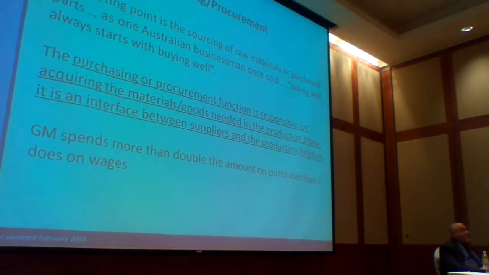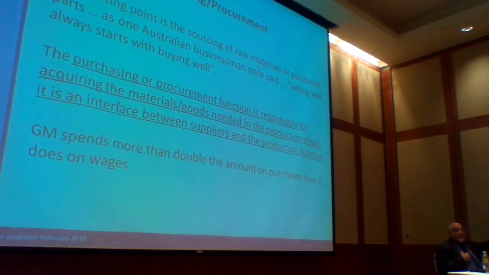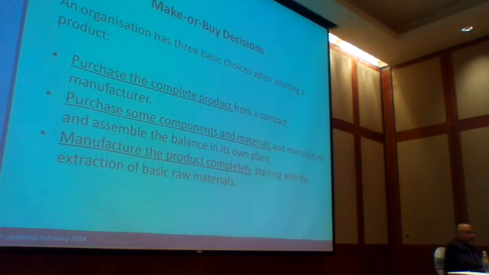So the purchasing or procurement function is responsible for acquiring the materials and goods needed in the production phase. It is an interface between supplier and production. So they are the ones who will be talking to the supplier, not me, the operation manager. I'll be talking to my purchasing department, and my purchasing department on my behalf will be negotiating and connecting with the supplier.